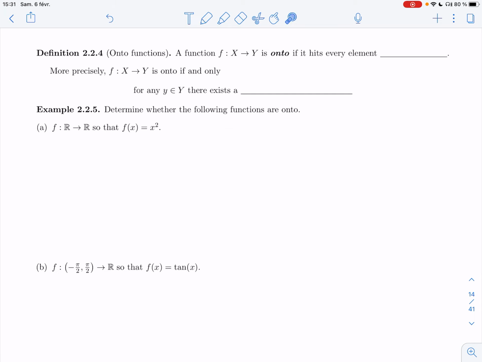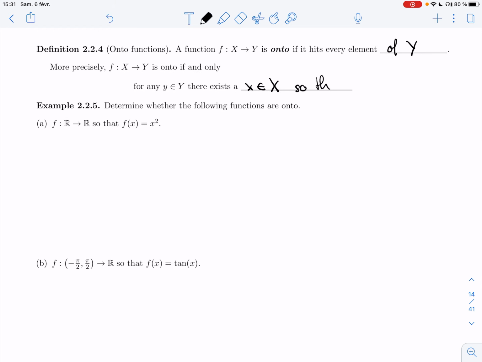All right, we've looked at one-to-one. Now we're going to look at onto. It's kind of its cousin. A function f from X to Y is onto if it hits every element of Y. That means that f is onto if and only if for any y in Y there exists an x in X so that f of x equals y.